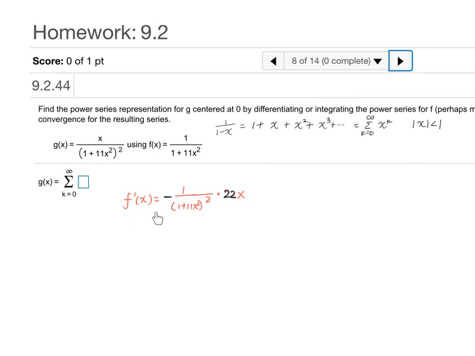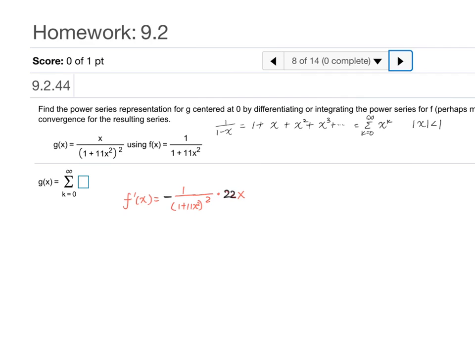So if you are able to find the power series of F prime, you simply divide its power series by negative 22, then you get the power series representation of G. So with that, first we need to find the power series representation of F, so that we can take the derivative to find the power series representation of F prime.